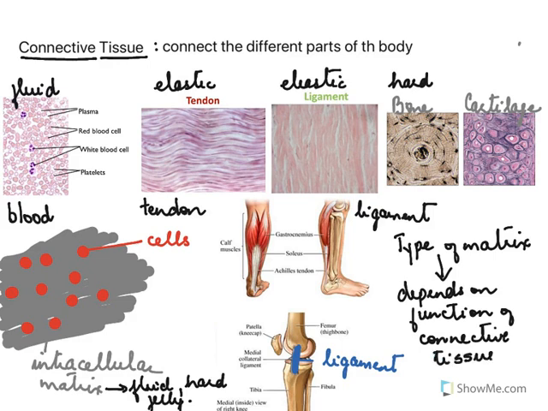Let me repeat again: in the blood the matrix was fluid because the function of the blood was to flow and connect the different parts of the body. When it came to tendon and ligaments, the matrix was very elastic because it helps in bending and in movement. When it comes to bone, the matrix is hard because the bone helps to support the body.